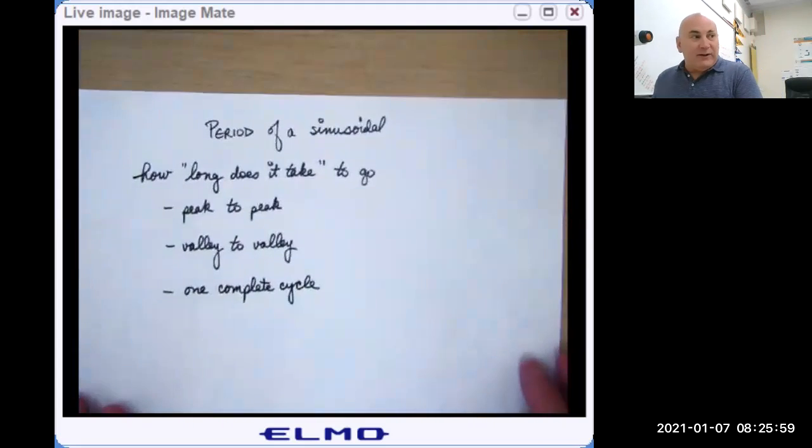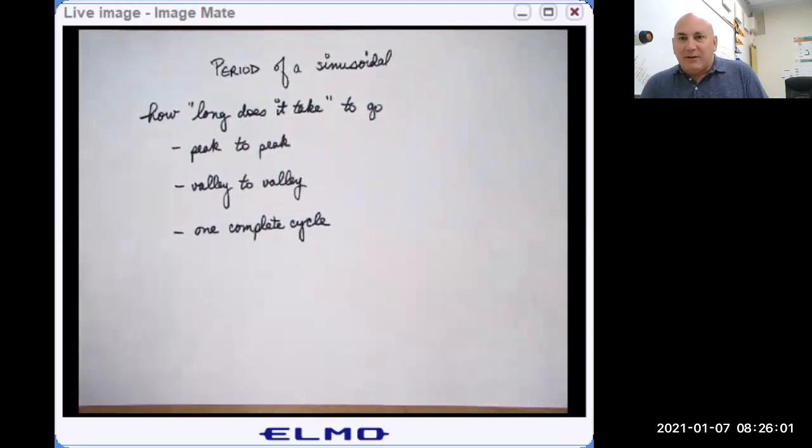Got a new word for you? Sinusoidal. Sinusoidals are curves that just do this. Keep going up and down, like the bobblehead.